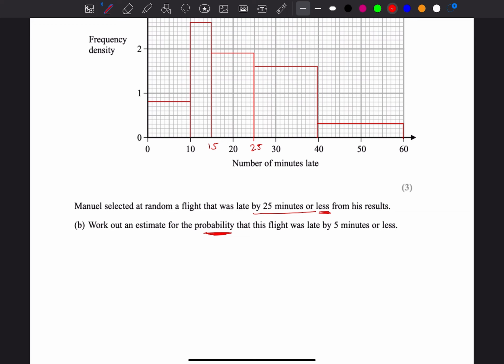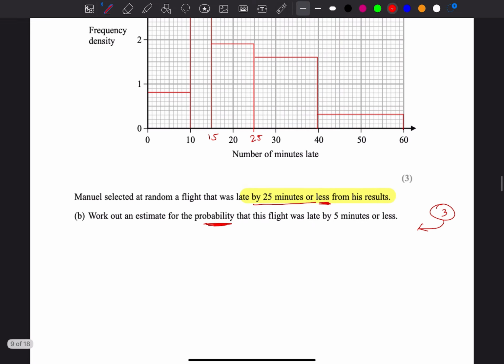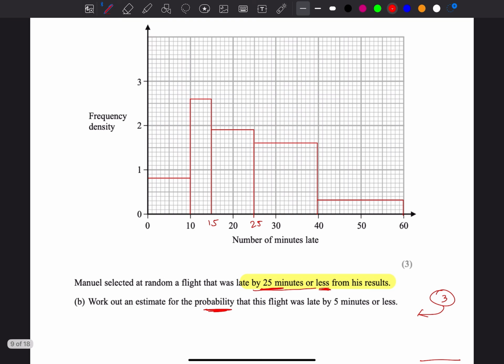Just remember, this is probably worth about 3 marks instead of 2. The reason is that in a normal probability, the total will be the denominator. In this one, this guy will be the denominator, so the denominator is less than 25. How many minutes are less than 25? 25 is here, so you want everything technically less than, everything in that area.